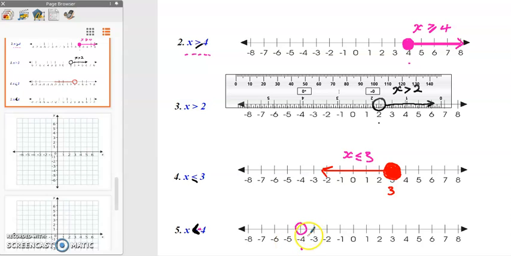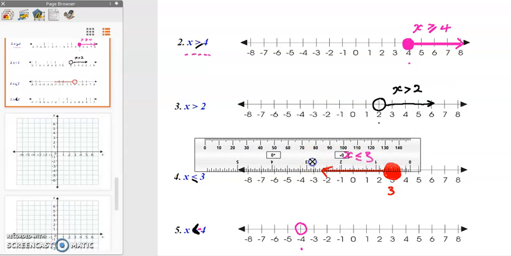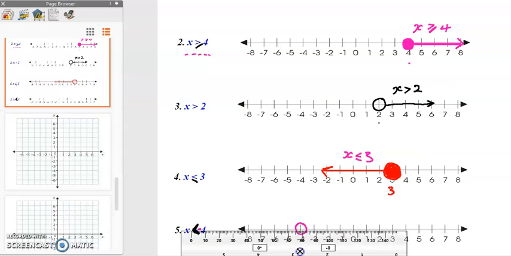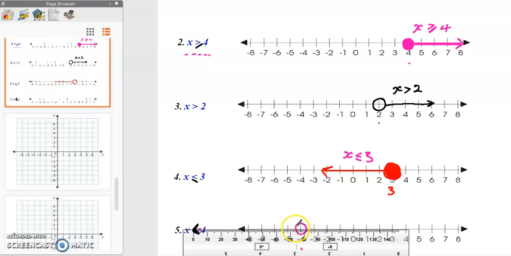What would we have here? A shaded or an unshaded circle? Let me see who was listening. Shaded or unshaded circle? Very good. We'll have an unshaded circle because of what the inequality tells us.